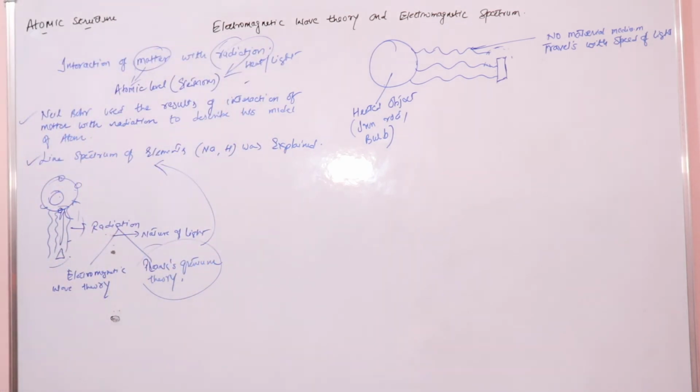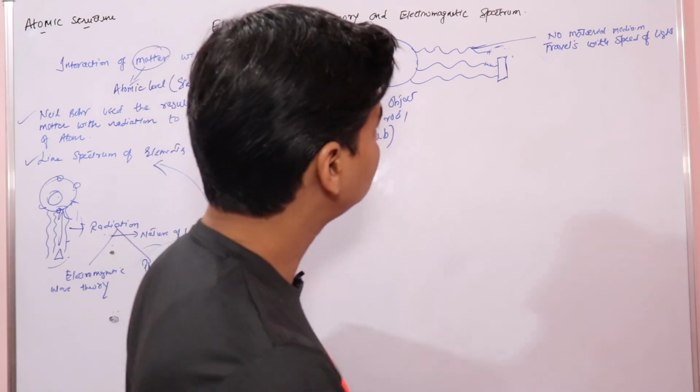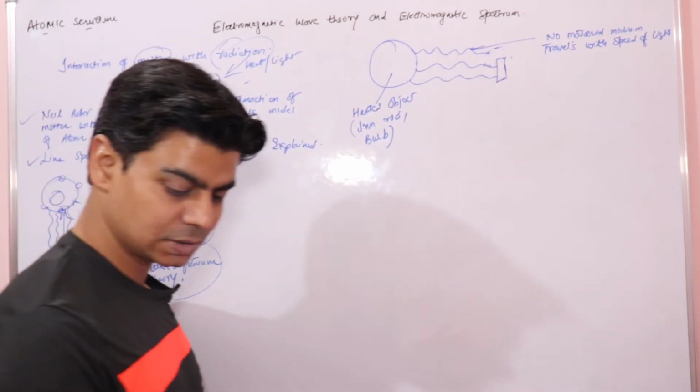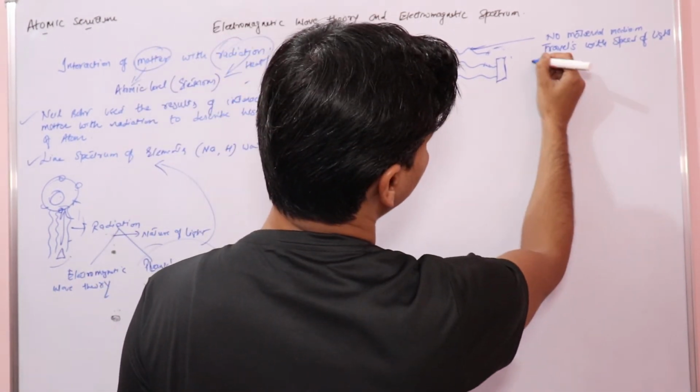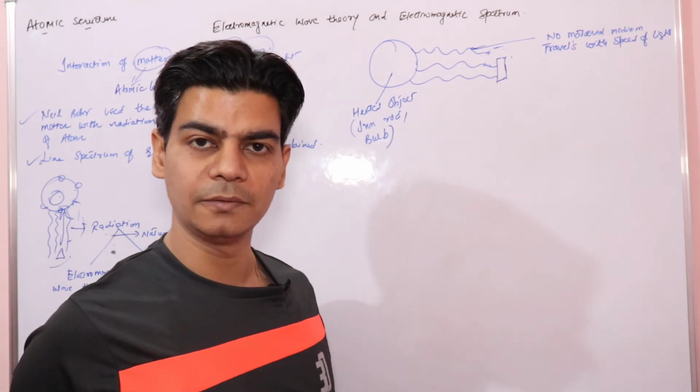So the nature of these waves, one more thing important: these waves consist of, as I said, various wavelengths. These waves or these thermal radiations, now we know these are electromagnetic waves.